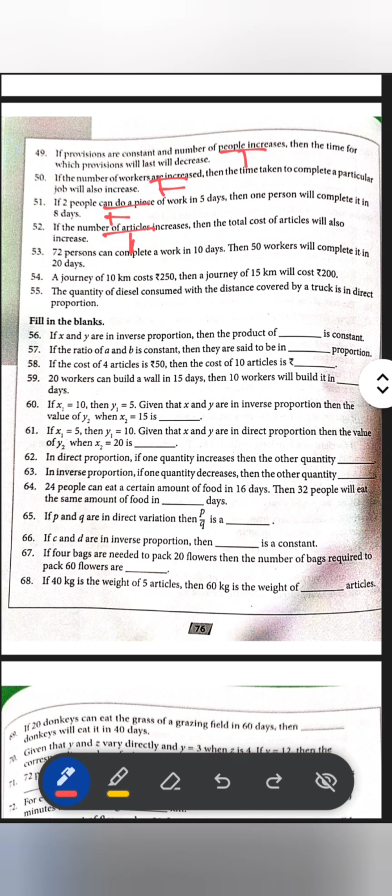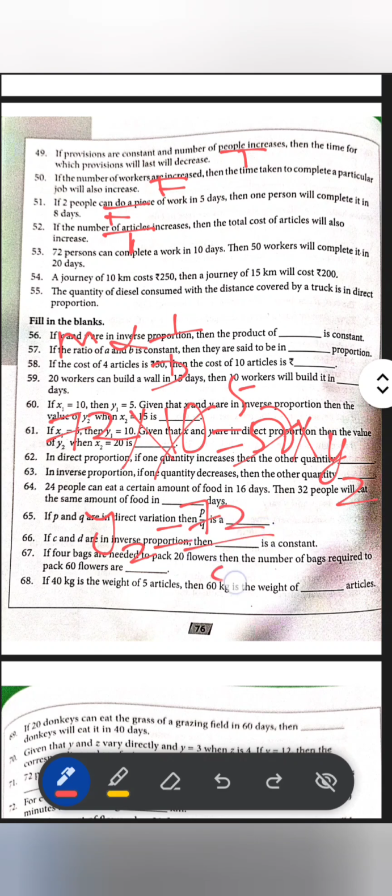72 workers can complete a work in 10 days. Then 50 workers will complete it in 20 days. 72 workers can complete the work in 10 days. I already said that workers and days are inversely proportional. So 50 workers will complete it in how many days? Let's find out: 10 into 72 is equal to 50 into y, so y is equal to 72 by 5. Okay, so it is not 20 days. That is true. So this statement is false.